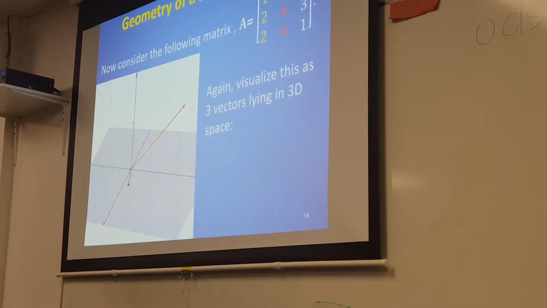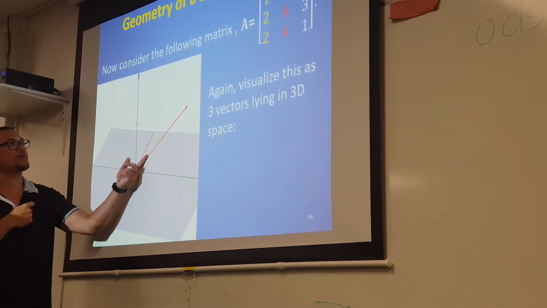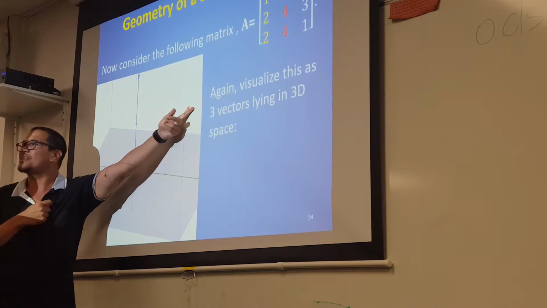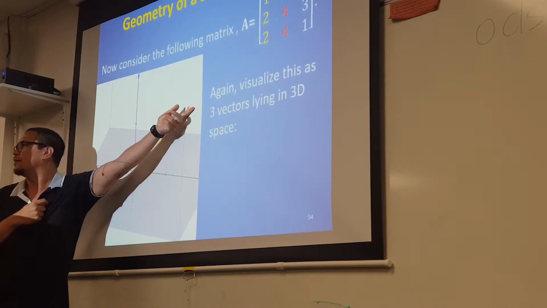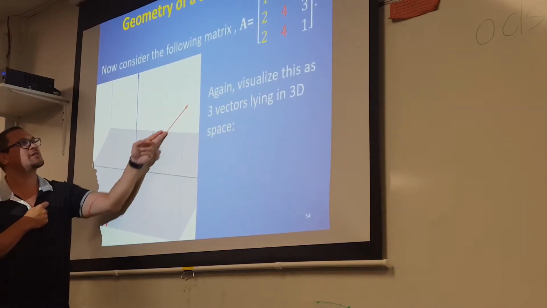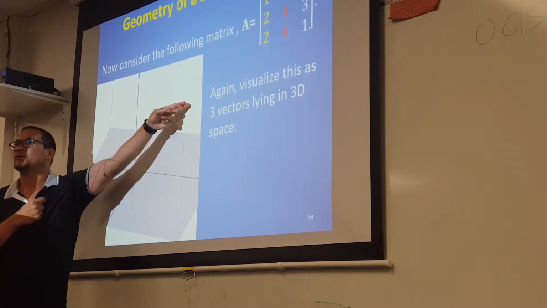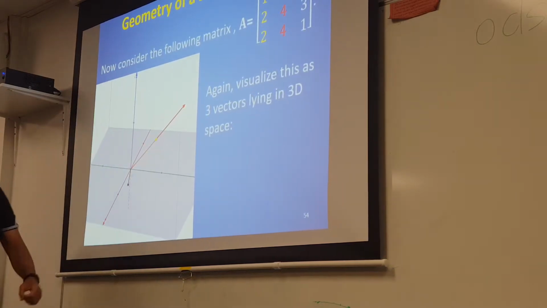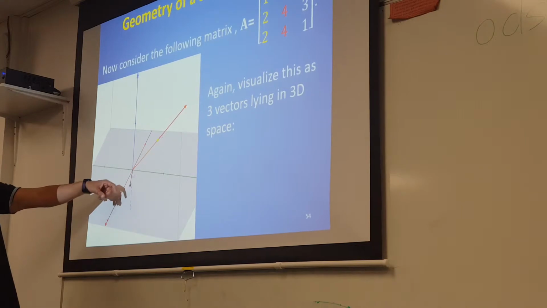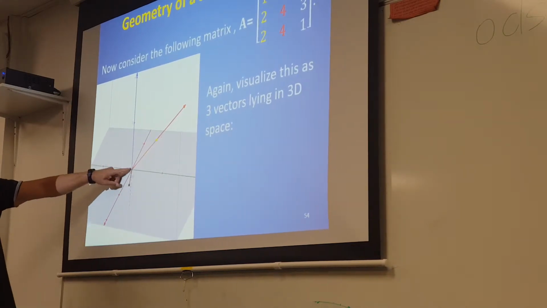Right, now let's have a look at this matrix here. 1, 2, 2, 2, 4, 4, 1, 3, 1. Right? We can visualize these three vectors lying in three-dimensional space. Here's the yellow vector, here's the red vector, and we note that it's lying in exactly the same direction, it's just longer. This is 1, 2, 2, this is twice as long, it goes 2, 4, 4. But it's in the same coordinate direction, right? And then we've got another one that should be in black, 1, 3, 1 over here.